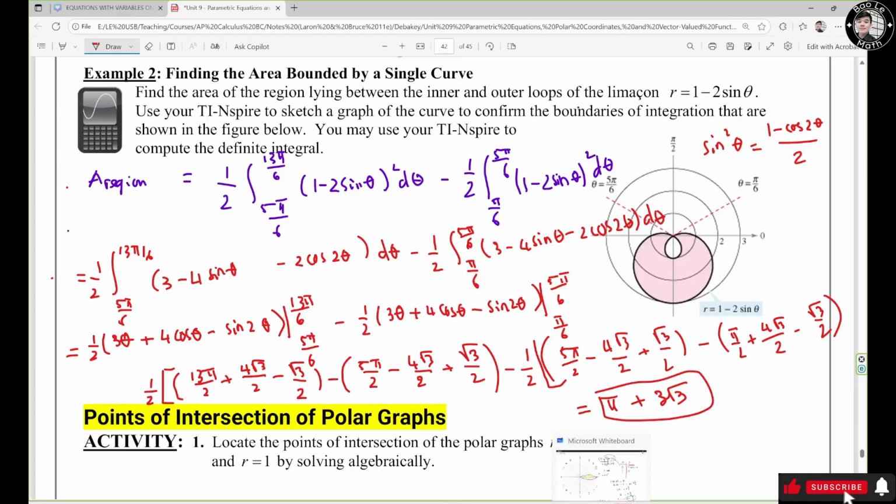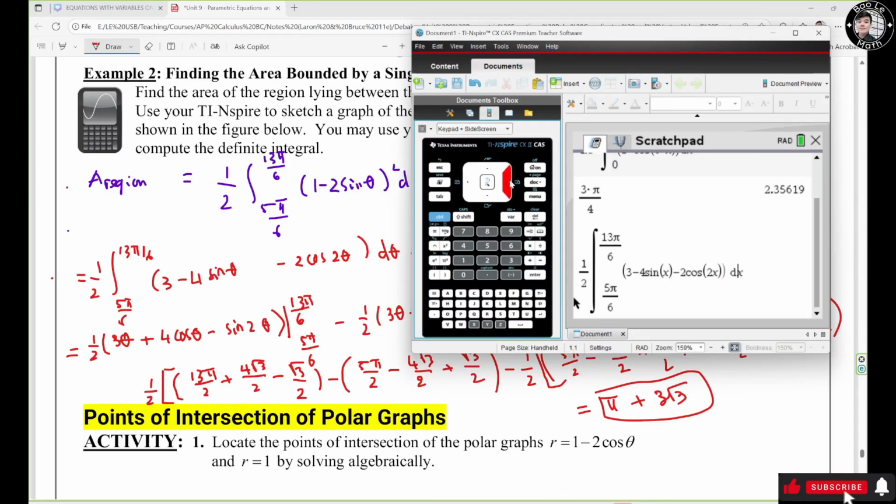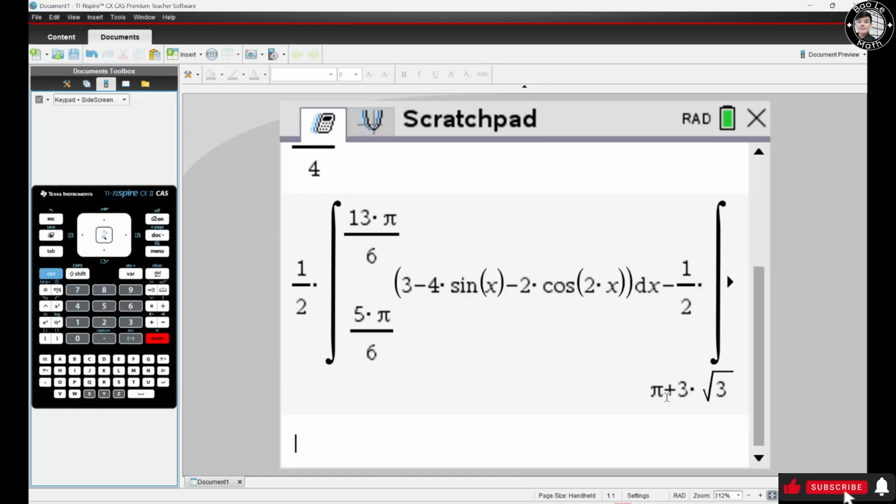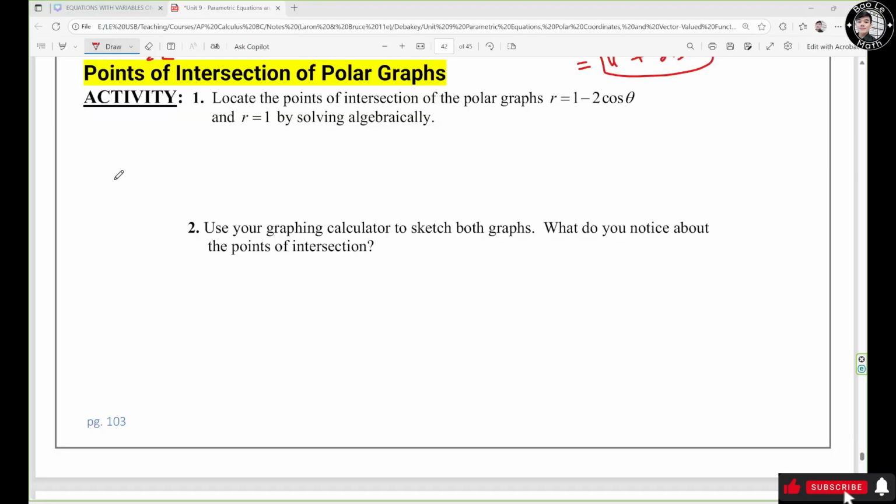Alright, now we're going to use the calculator to check our work. After you input the expression, you press enter. The answer is pi plus 3 root 3, right? Which is correct. Now let's learn how to find the points of intersection of polar graphs.